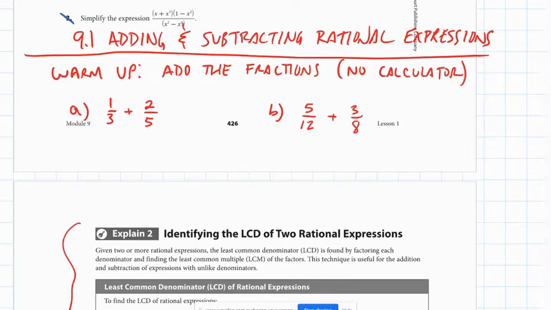Hello, everybody. We are going to do lesson 9.1 today, which is on adding and subtracting rational expressions. Before we start the notes in your book, I'd like you to try these two warm-up problems just to refresh your memory back to middle school on how to add and subtract fractions. So go ahead and pause your video and try these two problems, A and B, by finding a common denominator and adding them together.